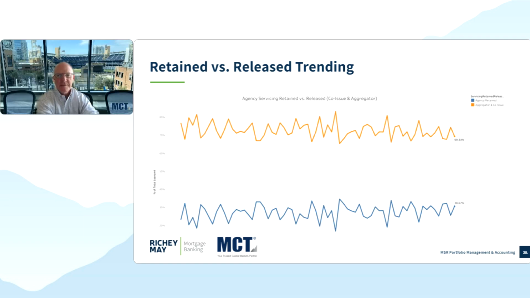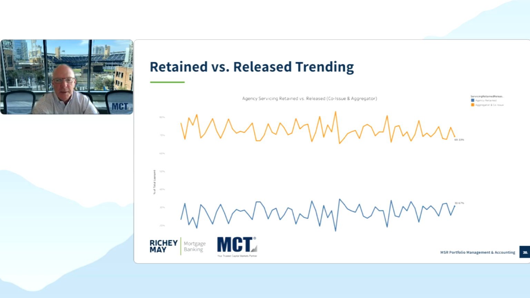Yeah, thanks, Jennifer. This chart really supports the survey results that we saw earlier, and it illustrates a couple of things. The low production environment and narrow margins are driving most servicers to release all or most of their servicing. So we're currently in a 70-30 market, where about 70% of the production coming through the MCT system is being sold on a release basis, with 30% being retained, and that actually includes co-issue as well.